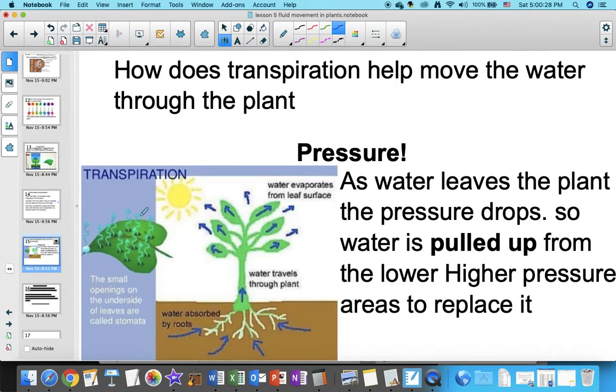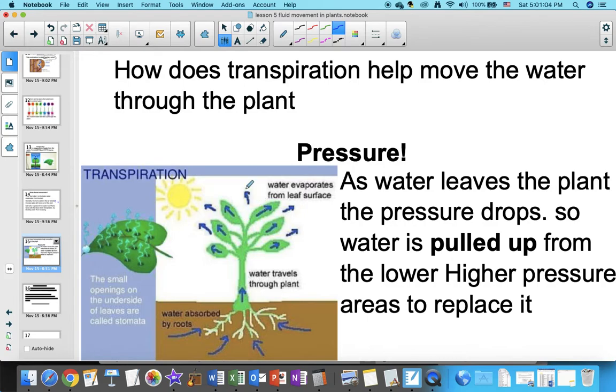So how does transpiration help move water through the plant? Well, pressure. As water is leaving the plant, there's less pressure here because there's less water. Because pressure is an amount of force or energy in a given area. As you fill something up with water, you increase pressure. And the opposite is true. When you decrease the amount of water, you decrease pressure. So you start creating this area of low pressure up at the top of the straw. I'm sorry, at the top of the plant.